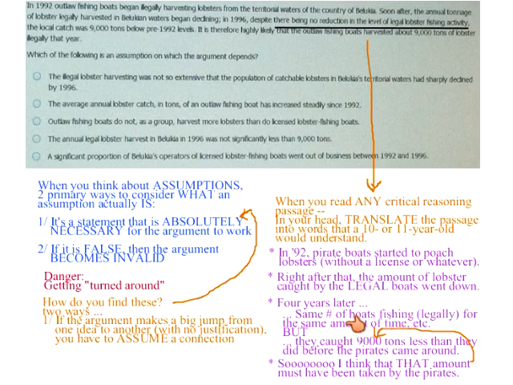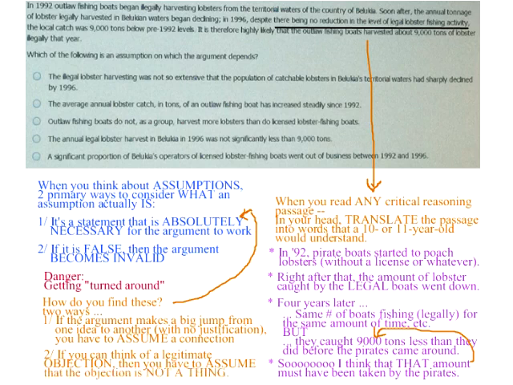I mean, this time frame is correlated to when the pirates started coming, and the 9,000 tons is correlated to what's here. So they're not really making any big jumps. But the other way that you can find assumptions is if you can think of a legitimate objection to the argument, then you have to assume that the objection is not a thing.